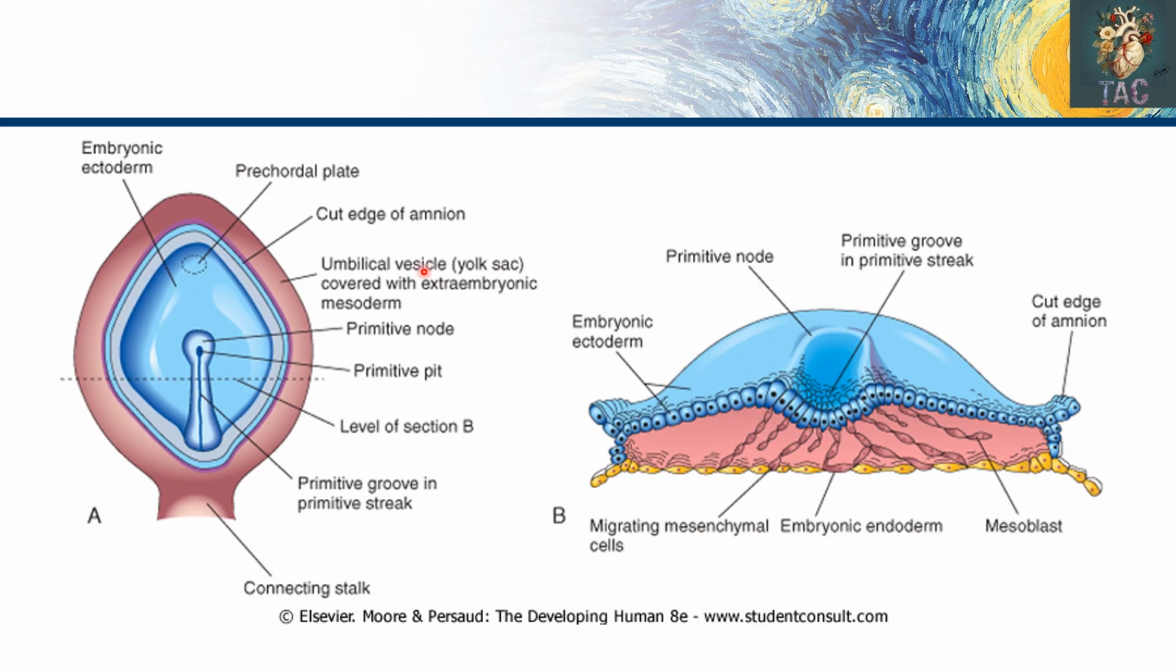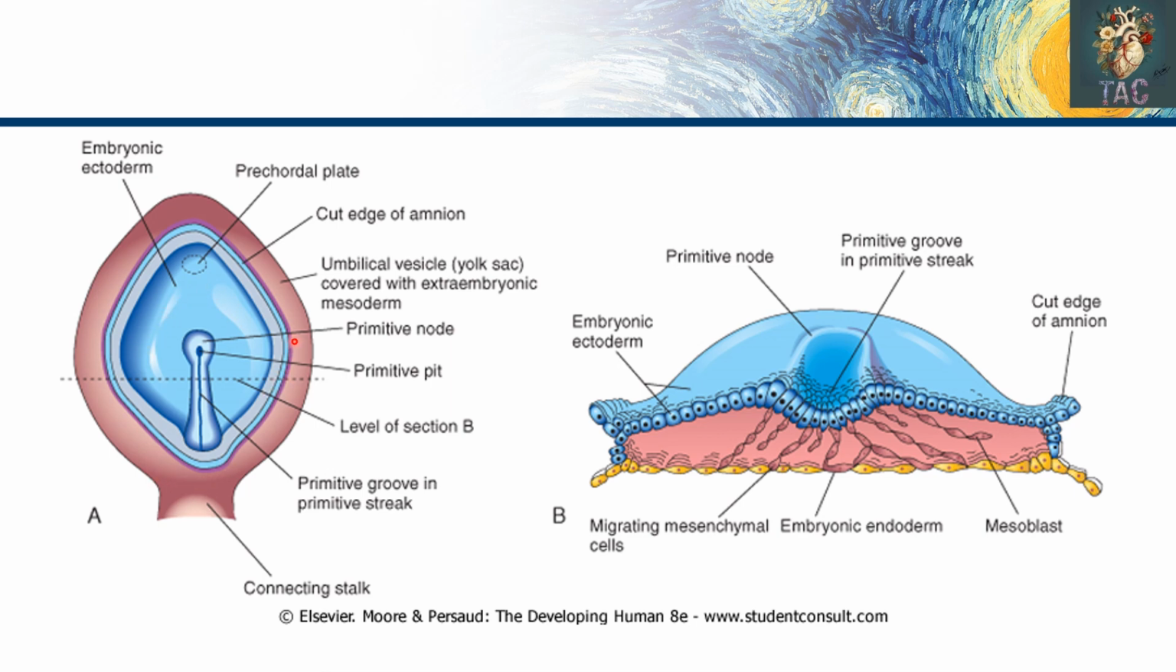Another diagram to understand this: we are looking at the surface of the epiblast on the dorsal aspect of the embryo. This is the area of the primitive streak, and in the center of the primitive streak you can see the primitive groove. This cranial part of the primitive streak is the primitive node, and in the center of the primitive node you can see the primitive pit. This area is the prechordal plate, and this area will later form the embryonic endoderm.